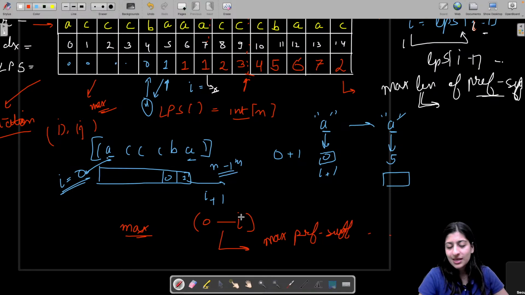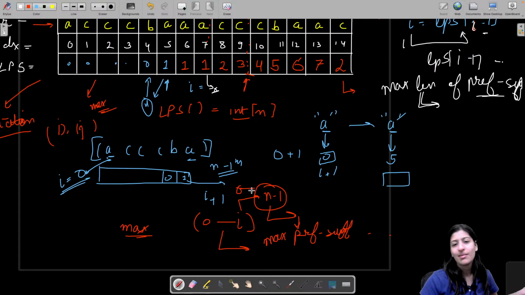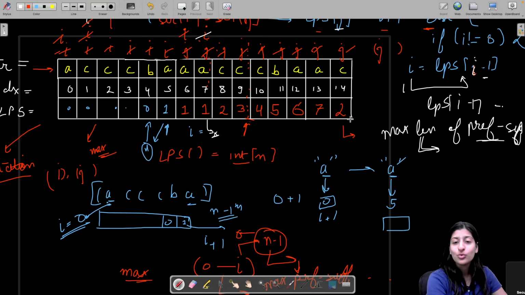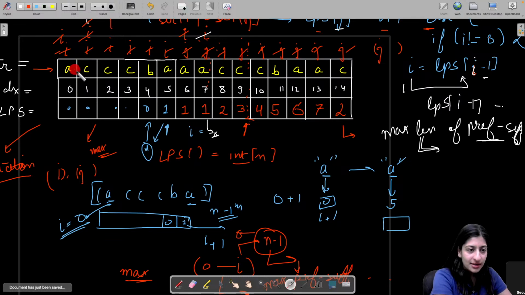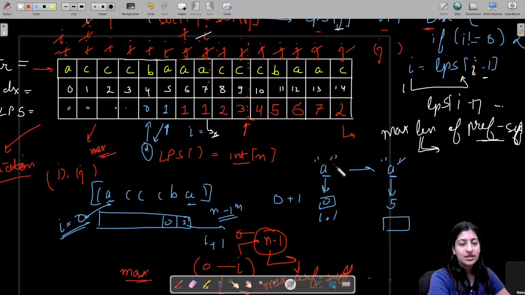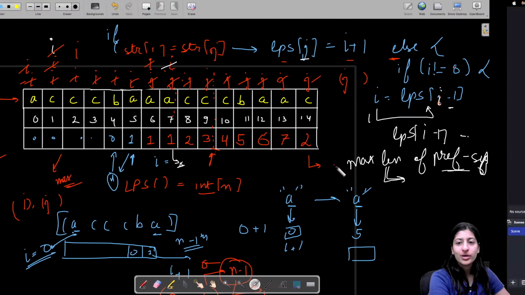And you are doing this until your I becomes equal to n minus 1 index. So n minus 1 index will be storing, if this is your entire string from 0 to n minus 1, the maximum length of that prefix in that case. So what is it returning? It is returning you 2. If you see, this AC is equal to this AC. So this is the maximum length of a substring which is acting as a prefix as well as a suffix. You got this? So that is all about this problem. Let's move to the code and solve it.